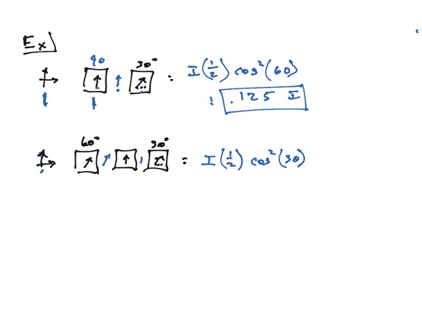Now we're through, and we're now vertically polarized. We're upwards. And we want to go from there through the last filter, which is 30. So we have another cosine squared. And this one is 90, trying to get to 30. 90 minus 30 is 60 degrees.